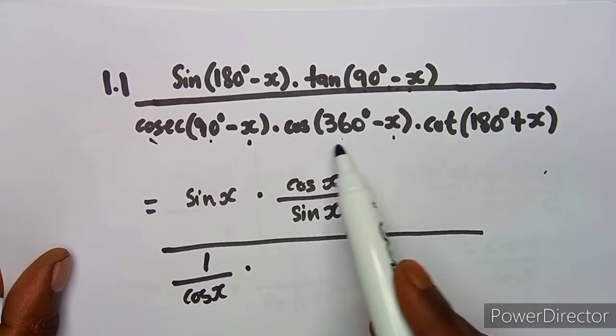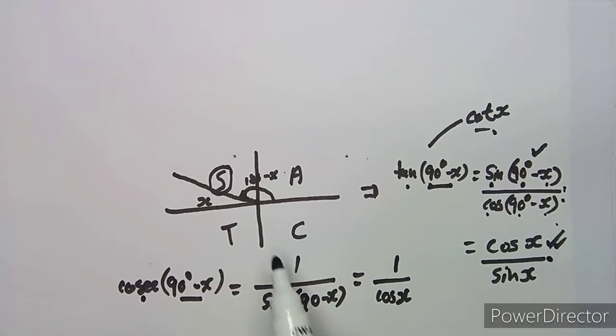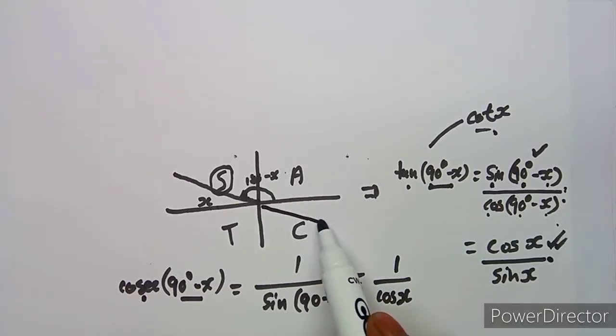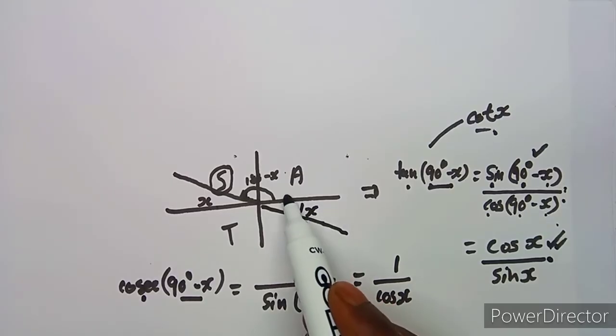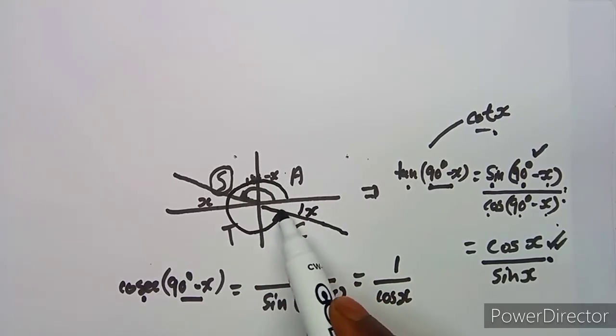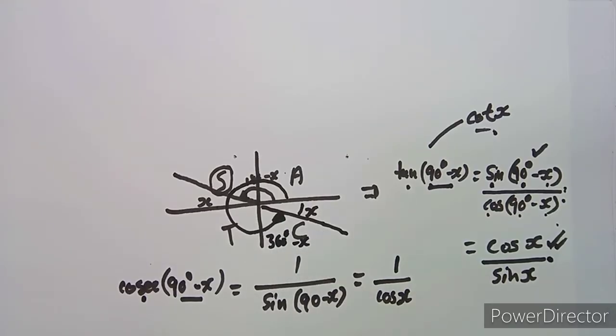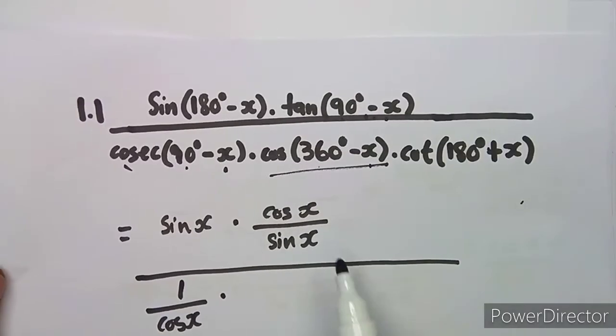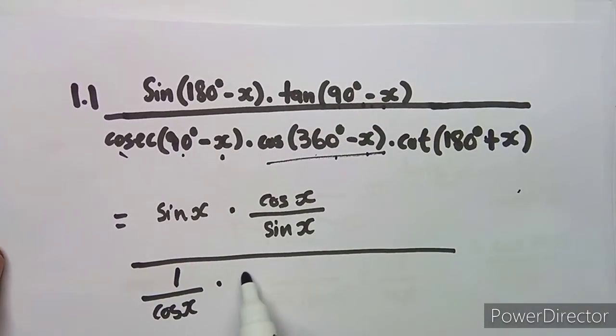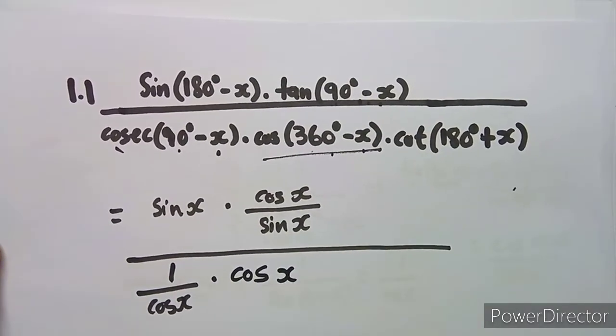All right, so we are going to have 1 over cos x here, multiplied by cos 360 minus x. For this one we are going to use the reduction formula directly. We know that 360 minus x is in the fourth quadrant, where this is your x and this whole angle here will be 360 degrees minus x. So it's in the fourth quadrant, and this quadrant is for cos, which means cos is positive. So it's going to be positive cos x.